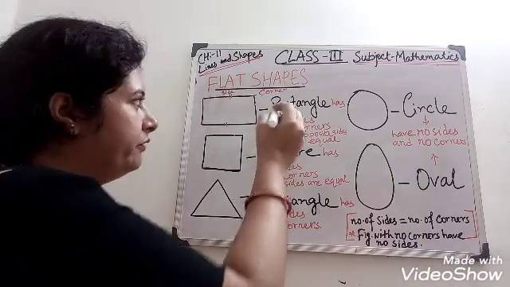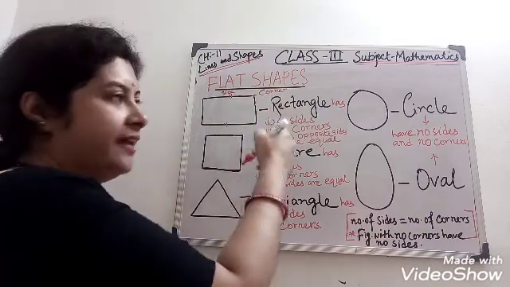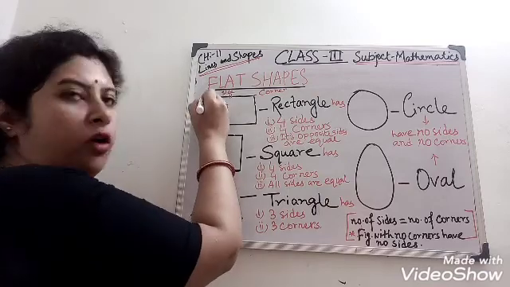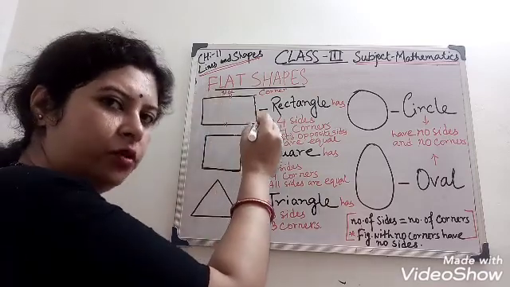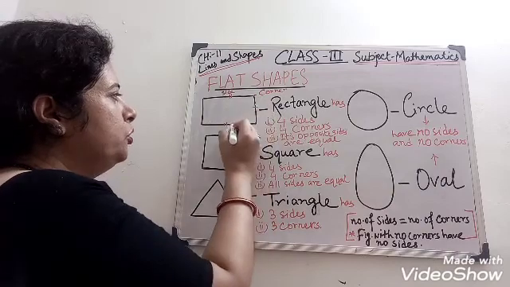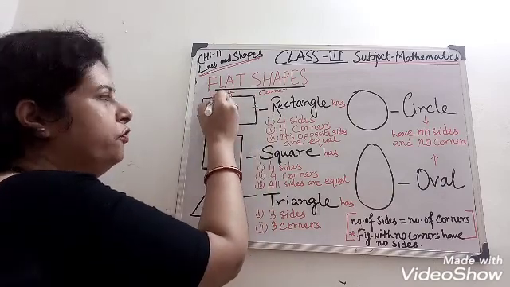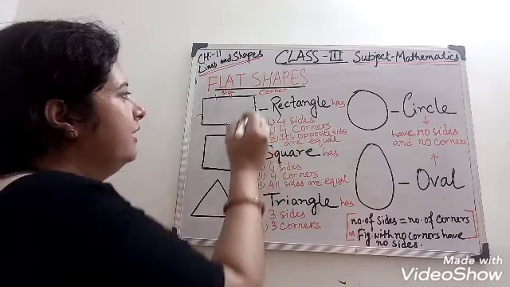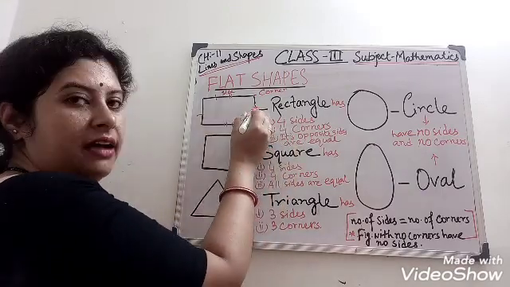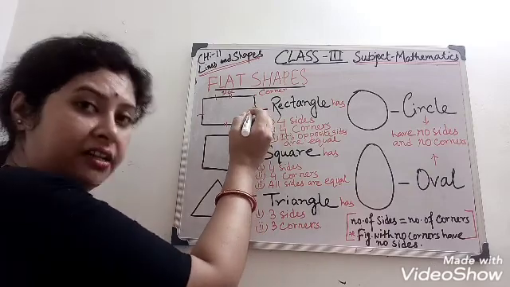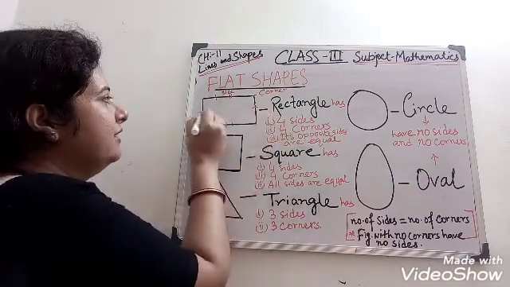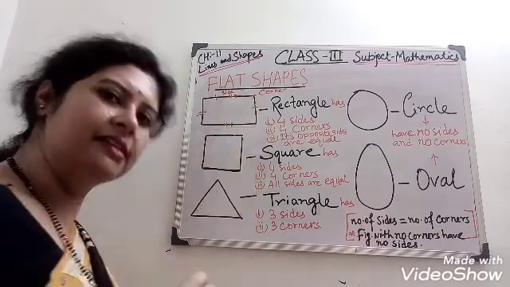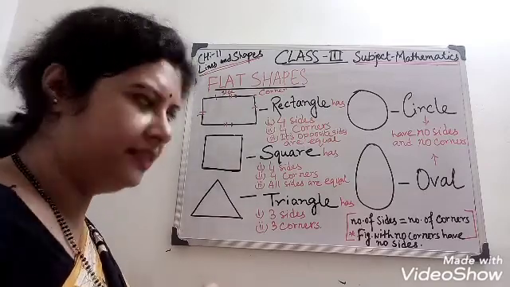Now, look very carefully. A rectangle has 4 corners. 1, 2, 3, 4. And it has 4 sides. 1, 2, 3, 4. Now, a rectangle has one more characteristic. Its opposite sides are equal. Opposite side means this side and this side are the same. And this side is the same or equal in length.